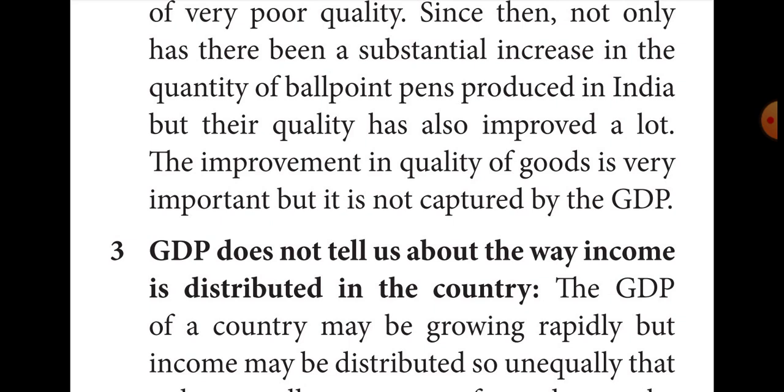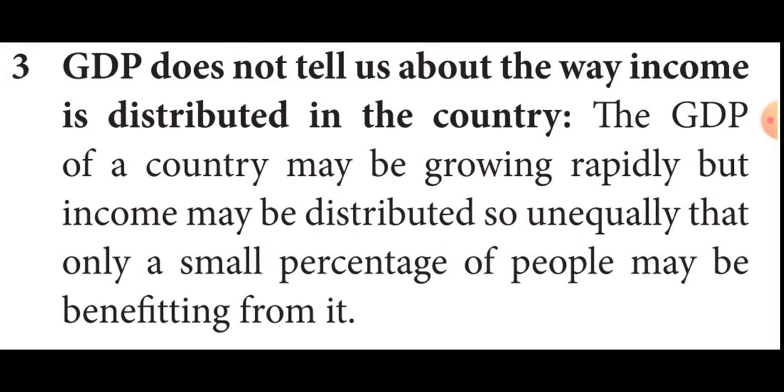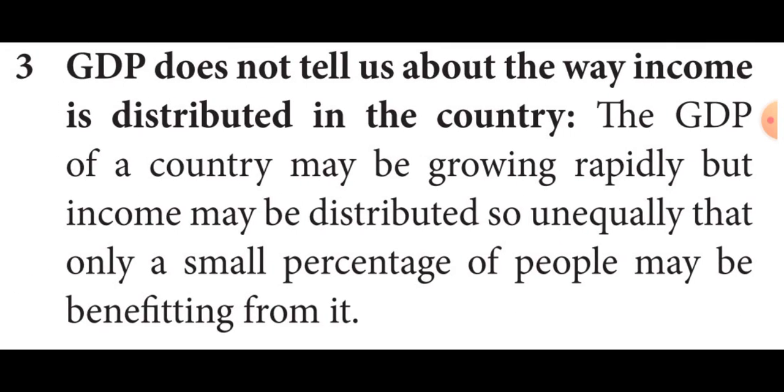Then the third one is GDP does not tell us about the way income is distributed in the country. That means the income is distributed unequally. This country's income is not distributed equally. It is distributed unequally. So that is also one of the limitations of GDP.